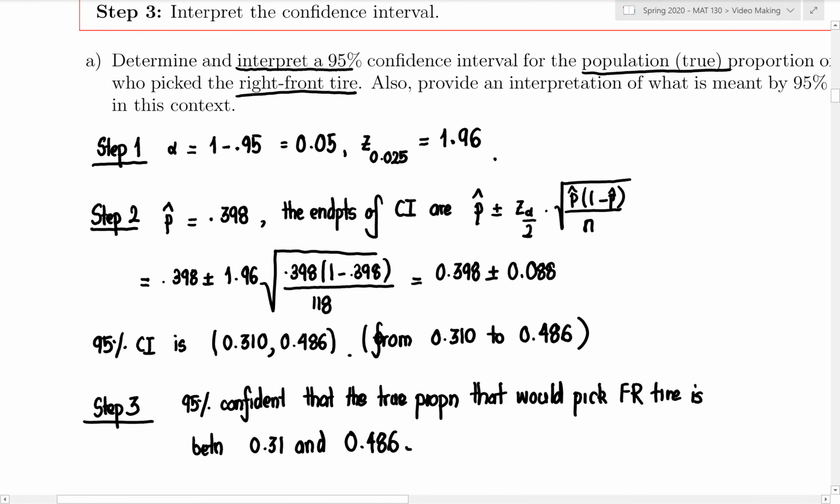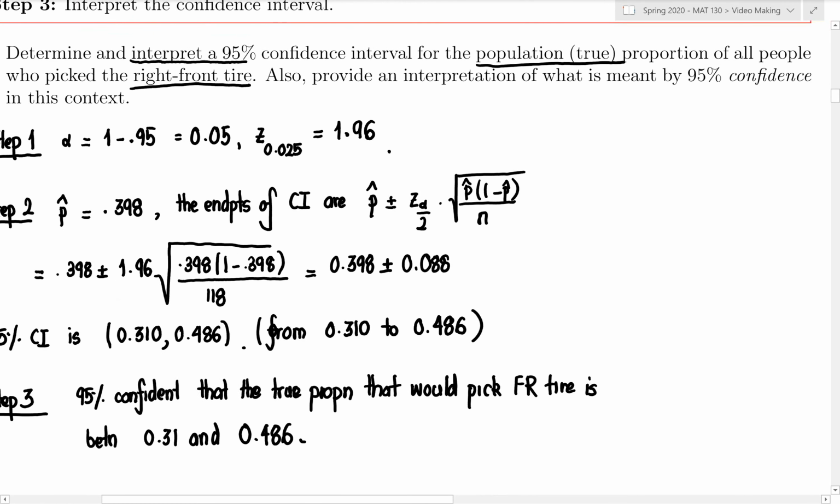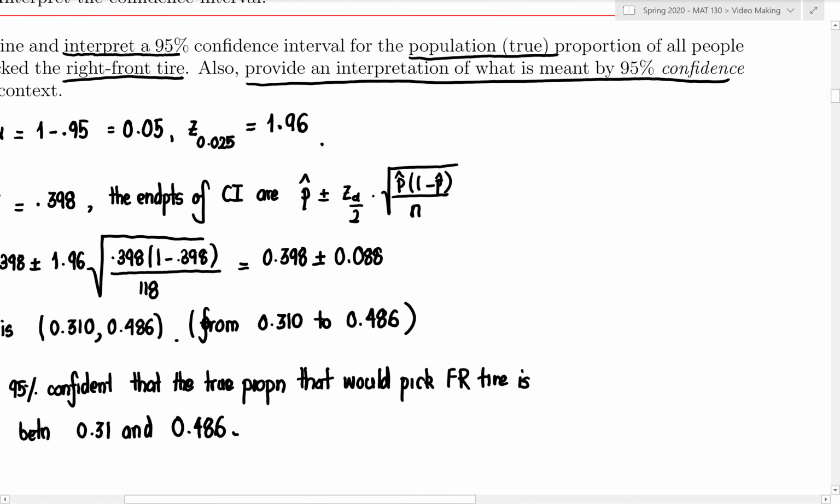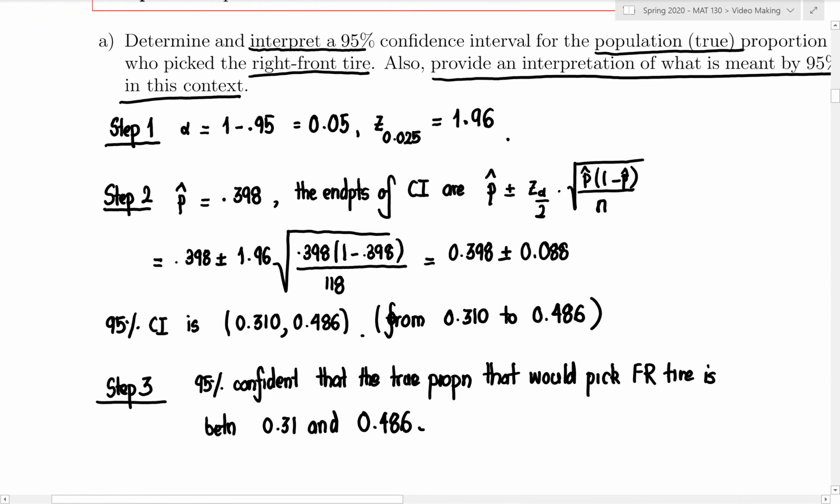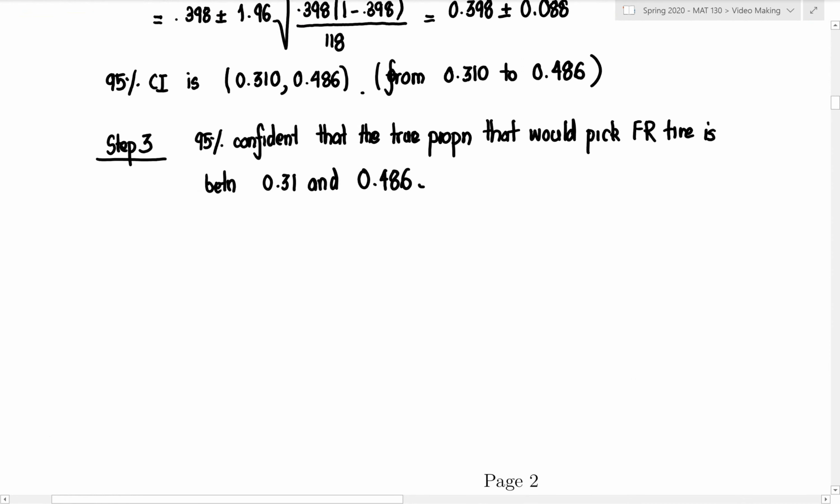All right, so if we go back to this question here, it says provide an interpretation of what is meant by a 95% confidence in this context here. All right, so it's been a while since we talked about what confidence intervals are, but remember, 95% confidence means that if we took a large number of samples and we calculate the confidence intervals for all of those samples, we would expect 95% of them to contain the true population proportion. That's what it means when we say 95% confidence.